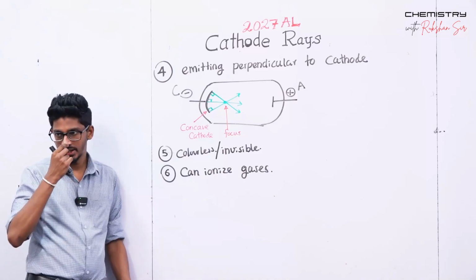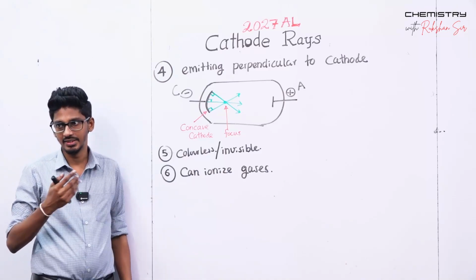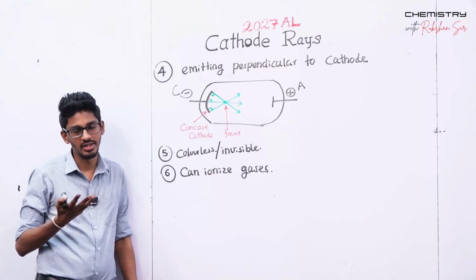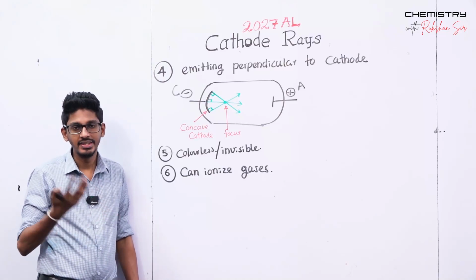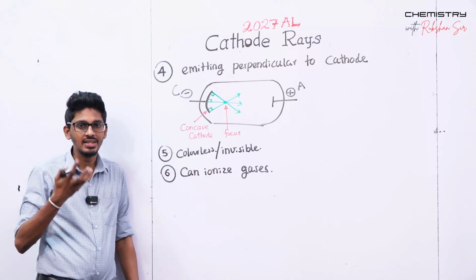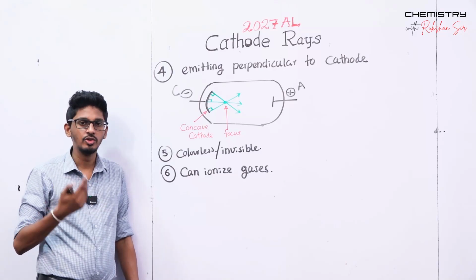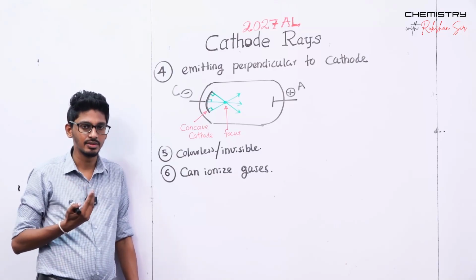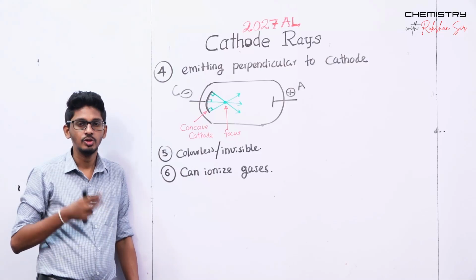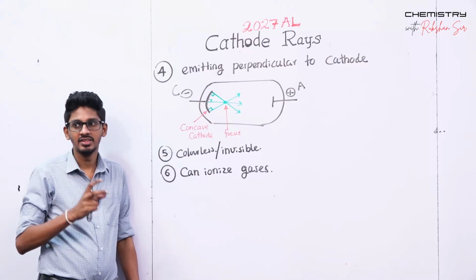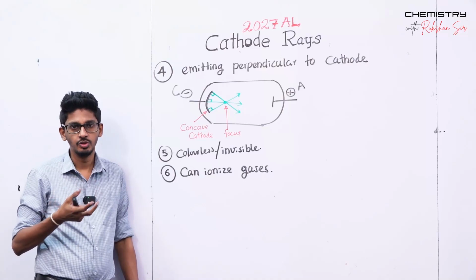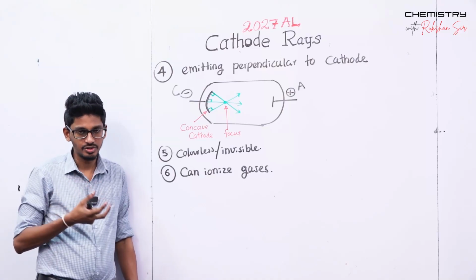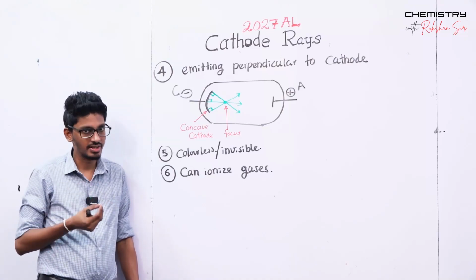So to ionize gases, to ionize atoms as well. If you think of helium gas, helium gas is made of helium atoms. If you need to ionize that helium gas, meaning helium atoms, you need to provide the ionization energy required. To ionize a gas, you need to provide at least its ionization energy.